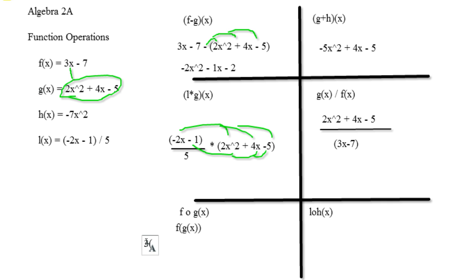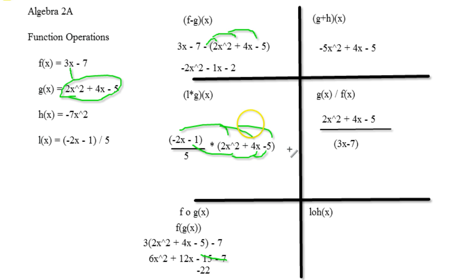So we now have 3 parentheses 2x squared plus 4x minus 5 minus 7. And so what we get is 6x squared plus 12x minus 15 minus 7. And obviously just that last part turns into minus 22. So as you can see, this stuff is really kind of cool that you can actually take something and plug it in itself. And this has actual applications in the next section, so just so you understand that.